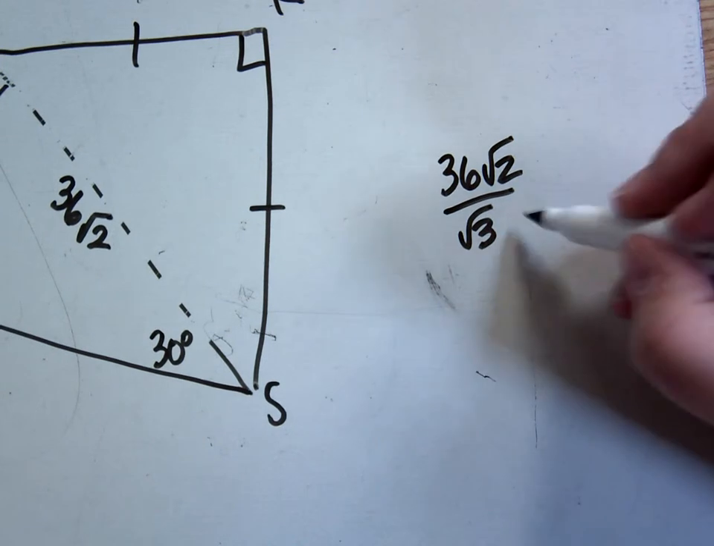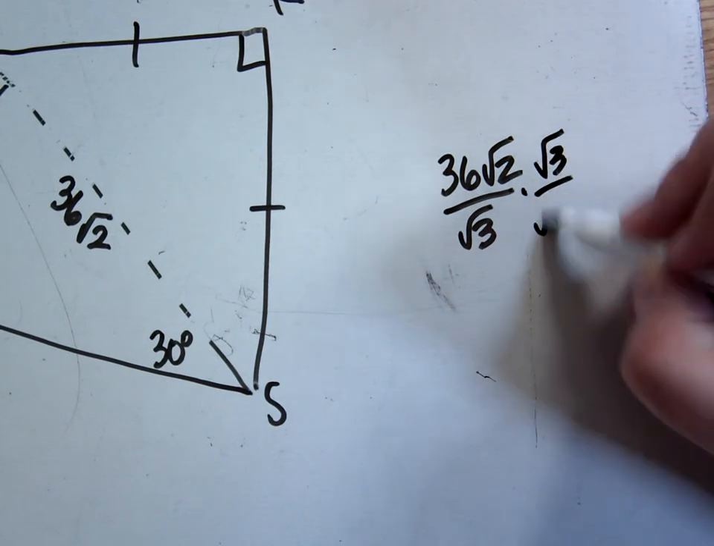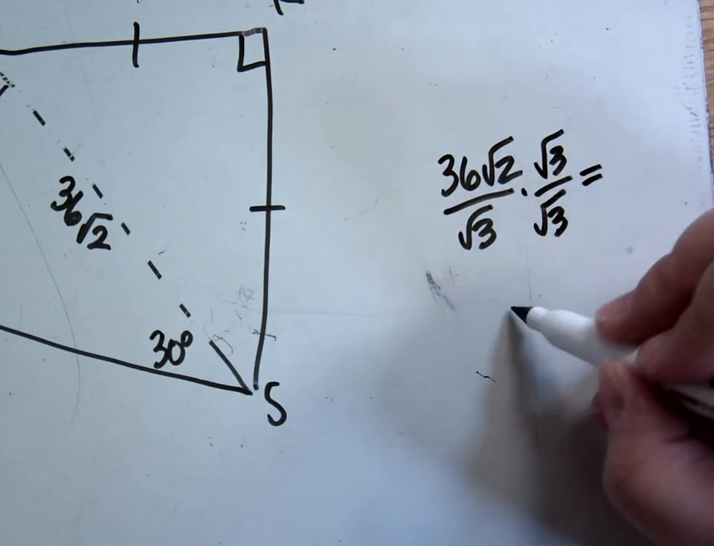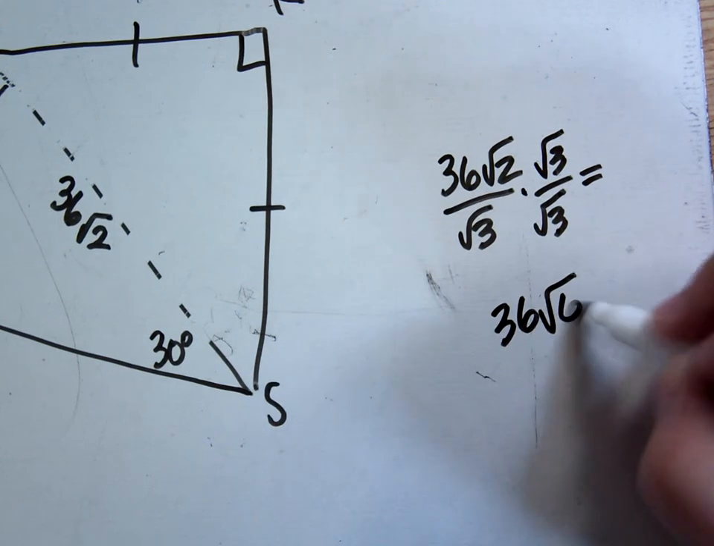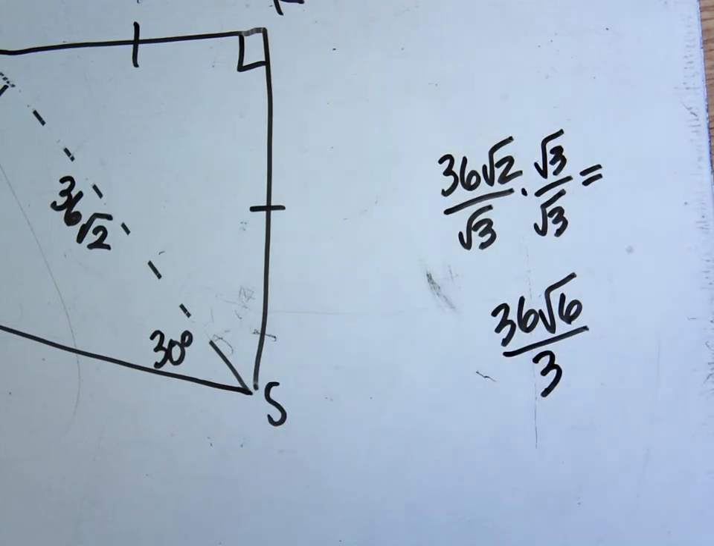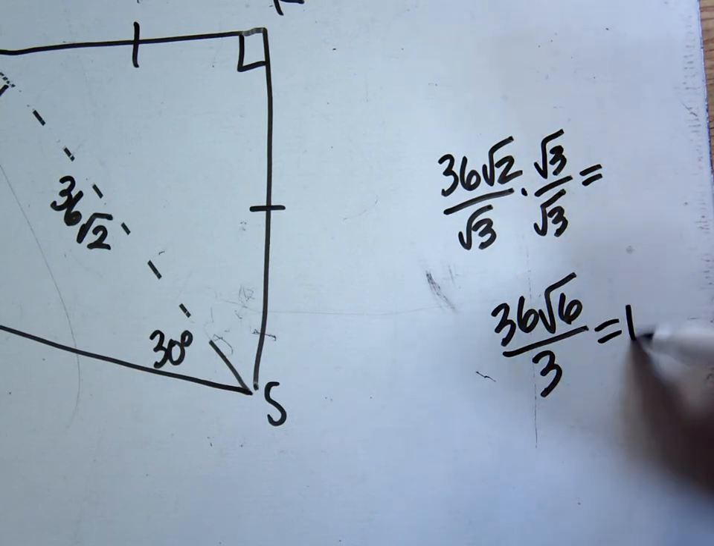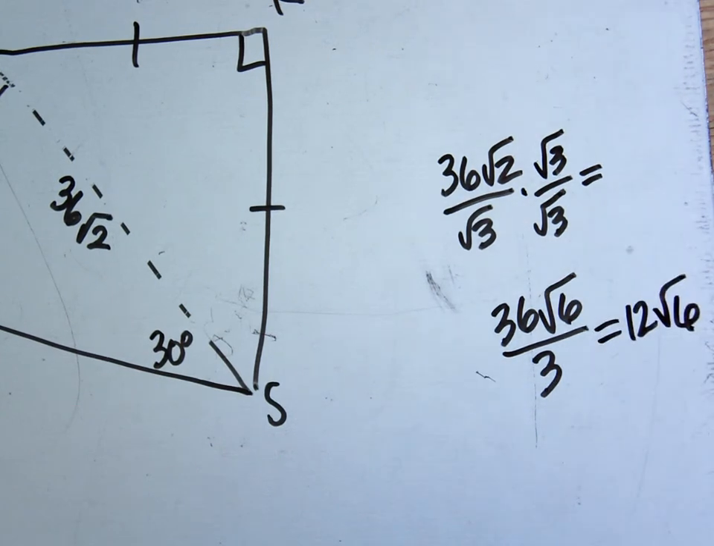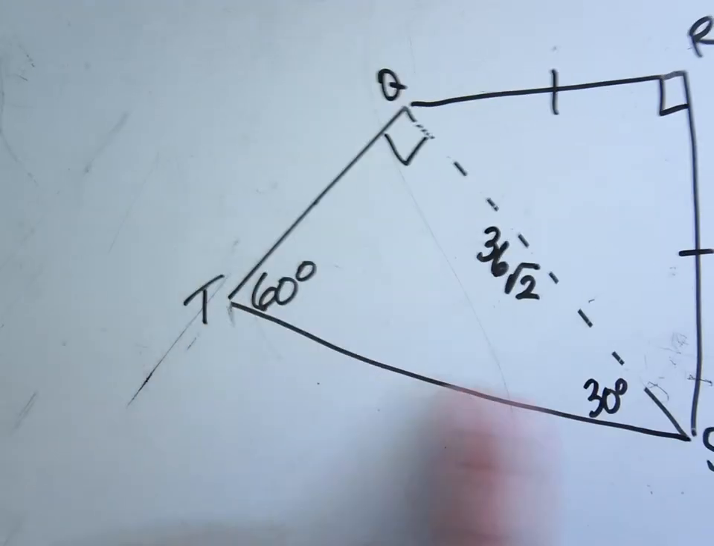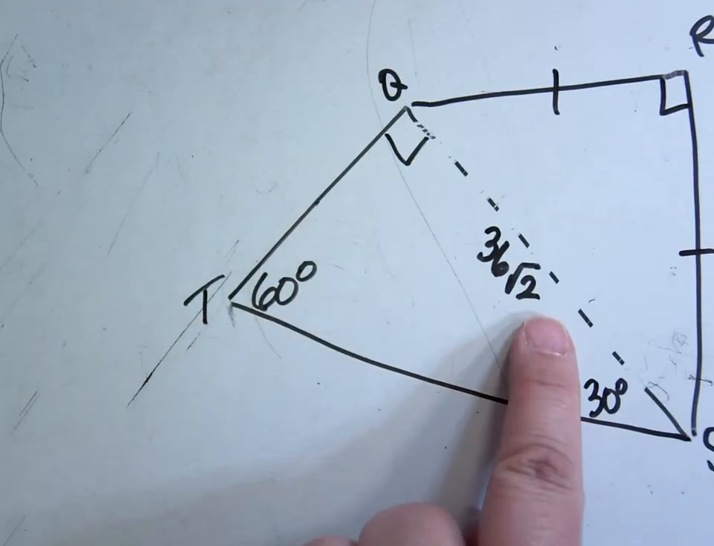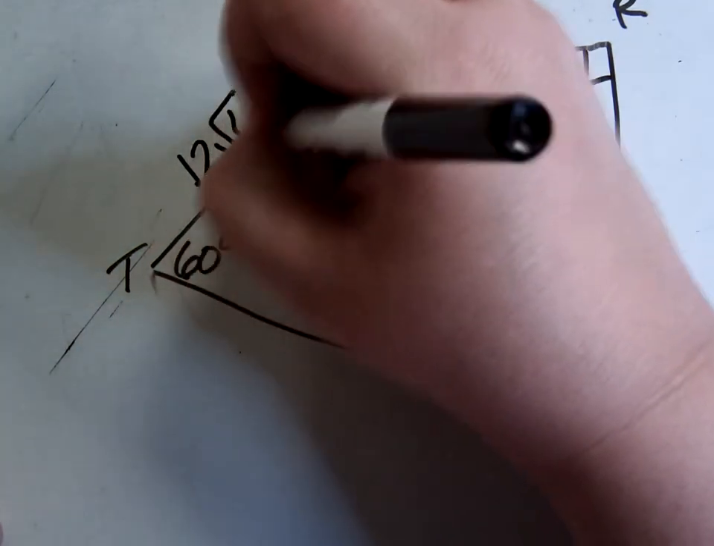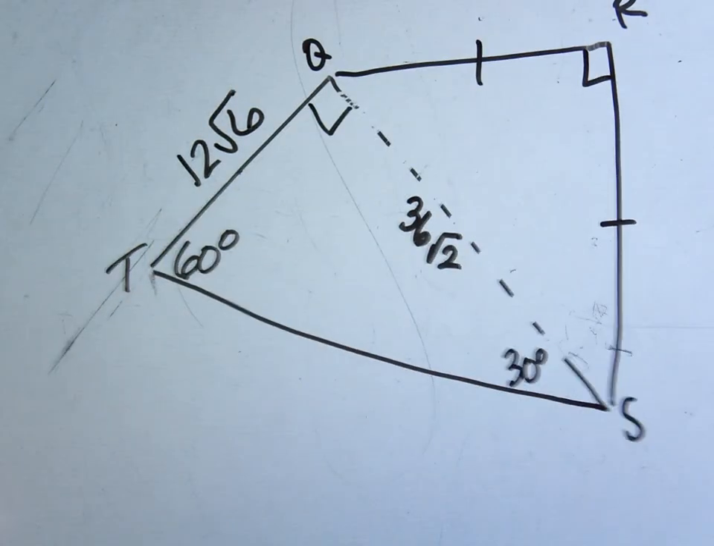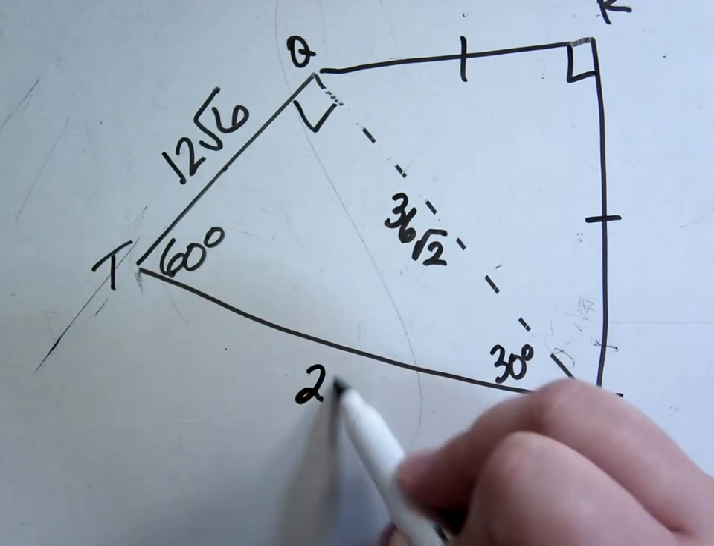We can't leave it like that, so we have to multiply by square root of 3 on top and on bottom. On the bottom, that's going to give me just 3. On the top, it gives me 36 root 6, and it's over 3. 36 divided by 3 is 12, so 12 root 6. So that means in this right triangle, the long leg is 36 root 2, the short leg is 12 root 6. Short leg times 2 gives me the hypotenuse, so this is 24 root 6.